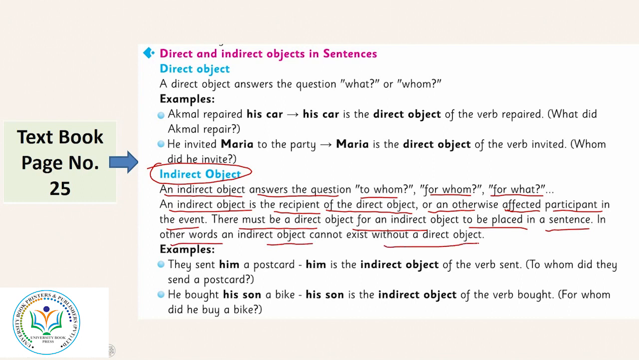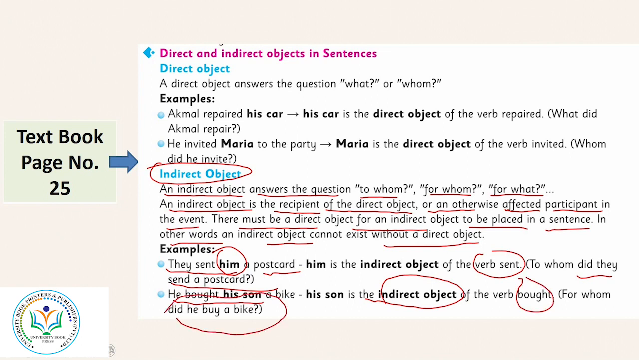Look at the example first. They sent him a postcard. Him is the indirect object of the verb sent. To whom did they send a postcard? To him. He bought his son a bike. His son is the indirect object here of the verb bought. For whom did he buy a bike? For his son.